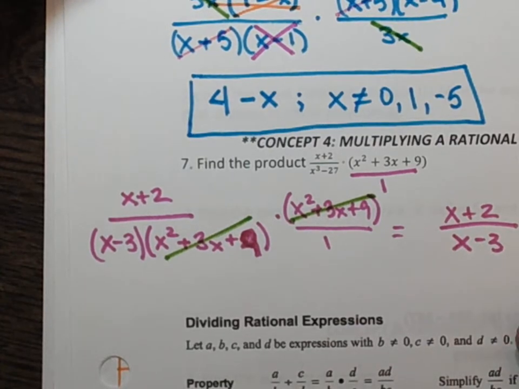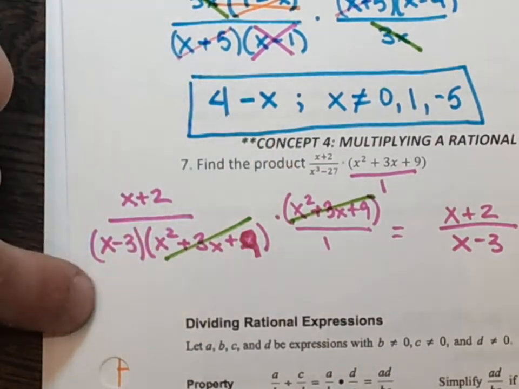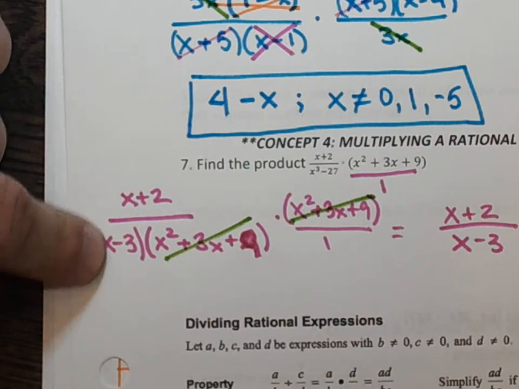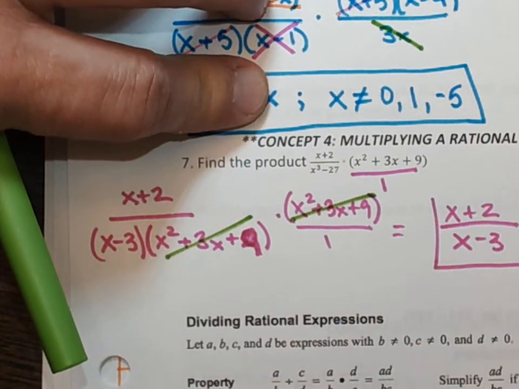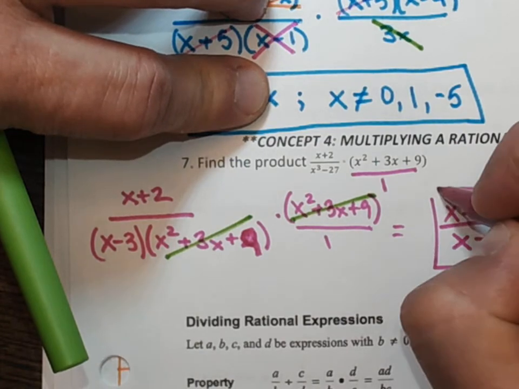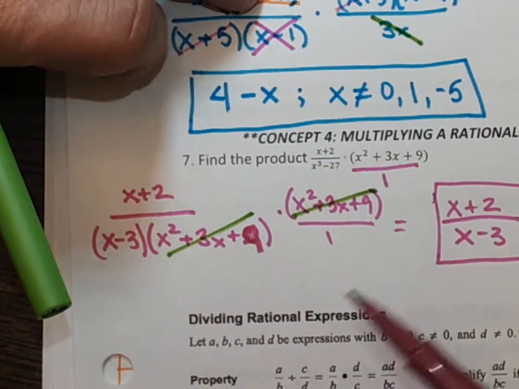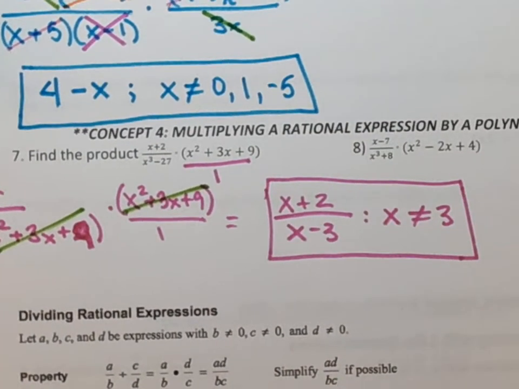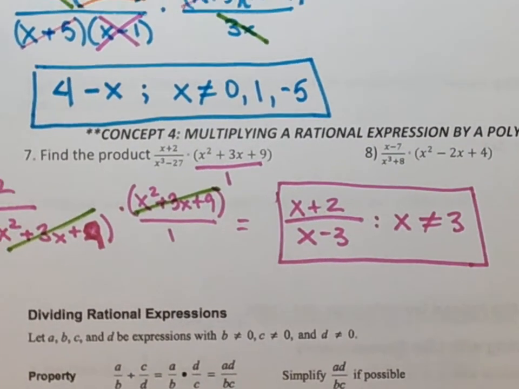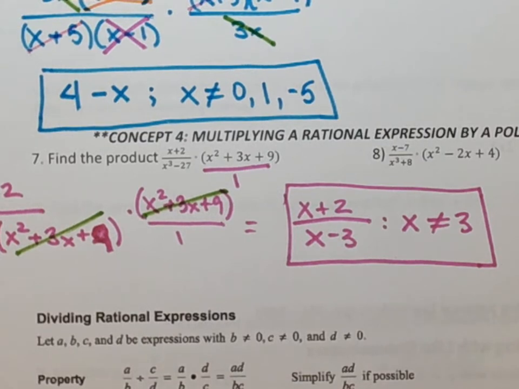What can x not be equal to? Well, it cannot be equal to positive 3, and that's it. Because if I put 3 right there, I get 0. So, voila. There is our answer there for number 7.